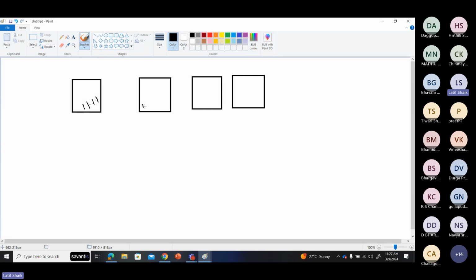For example, this is 1.1.1.1. This is 1.1.1.2, 1.1.1.3, 1.1.1.4. For example, these are the IP addresses of A PC, B PC, C PC, D PC. Okay. For example, A wants to communicate with B. A pings B.